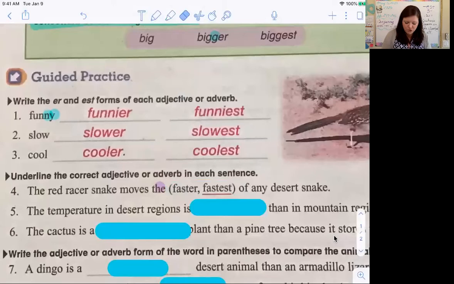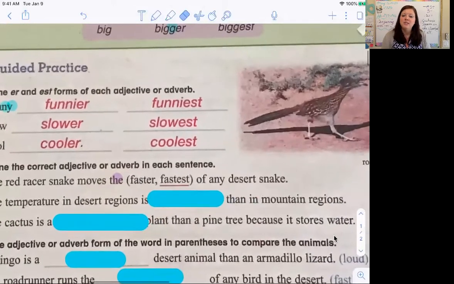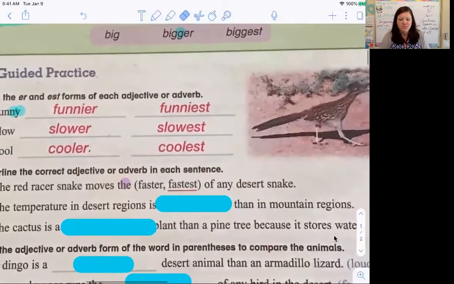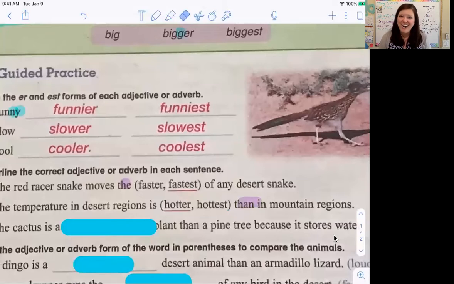Number 2, the temperature in the desert regions is blank than in mountain regions. Now notice how many items we're talking about here. We're talking about desert regions, mountain regions. How many items are we talking about? 2, that's right. Did you also notice this word here? Than. Than is another clue to let us know that we're talking about 2 things. This one and that one. When we're talking about 2 things and we're comparing them, we're going to use ER at the end.